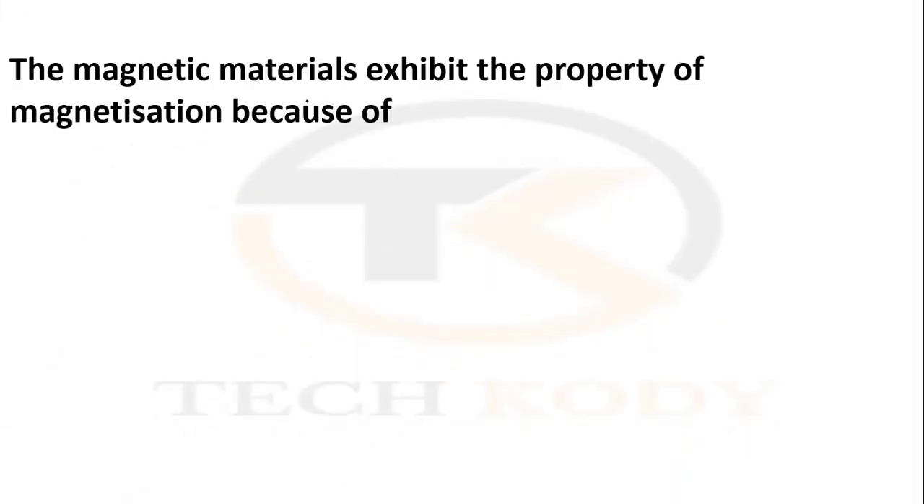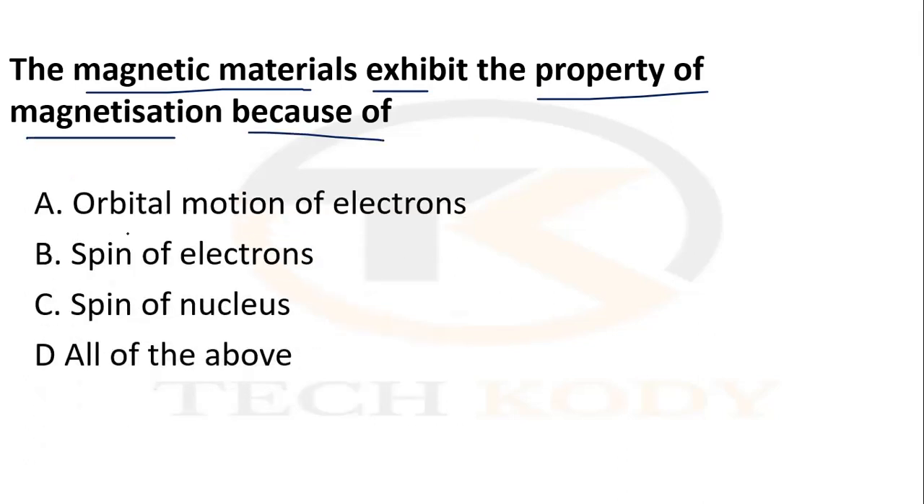The magnetic material exhibits the property of magnetization because of: orbital motion of electrons, spin of electrons, spin of nucleus, all of the above. The magnetic material exhibits the property of magnetism because of the orbital motion of electrons, spin of electrons, and spin of the nucleus.